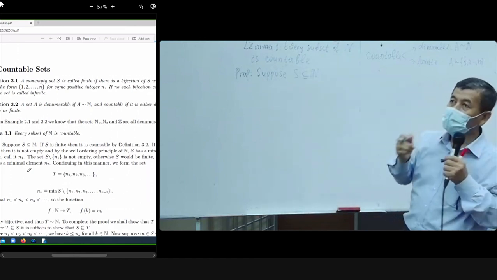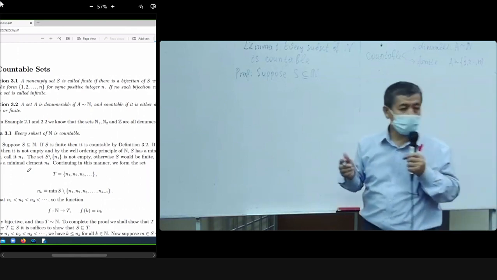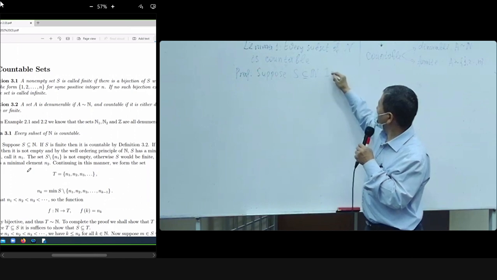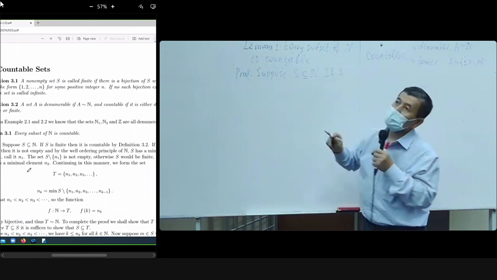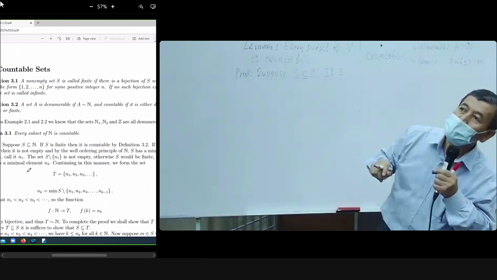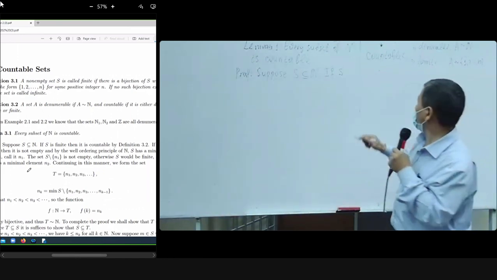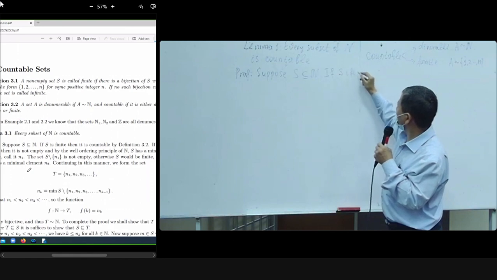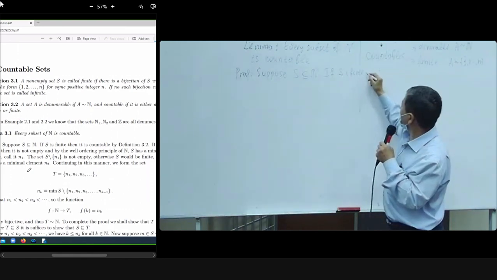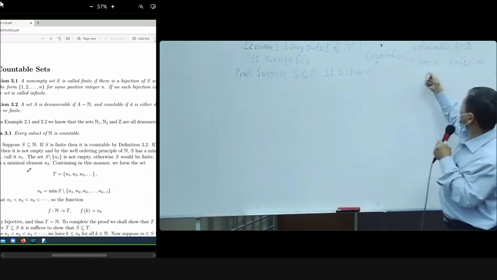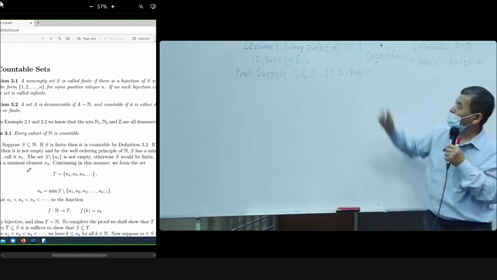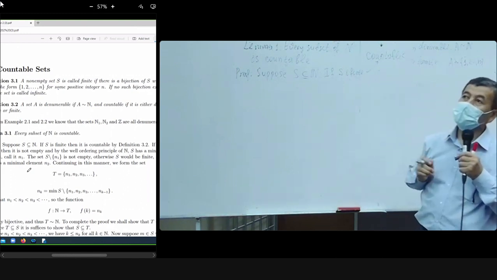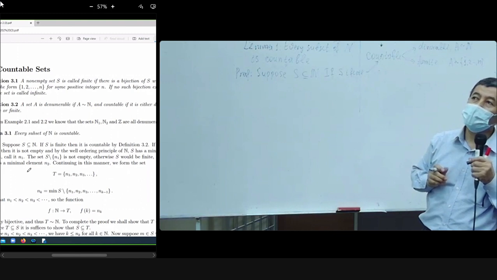So if S is finite, then it is countable. It is correct. The first part: if S is finite, then it is countable, because if a set is finite, it is countable. That's very clear.